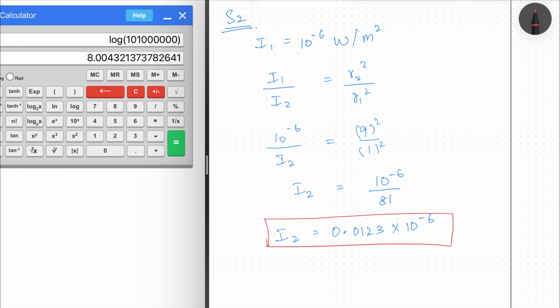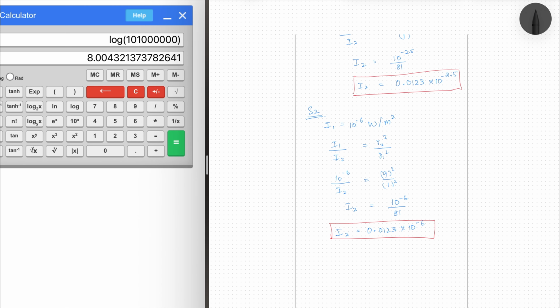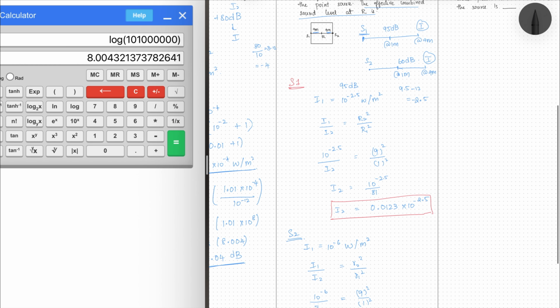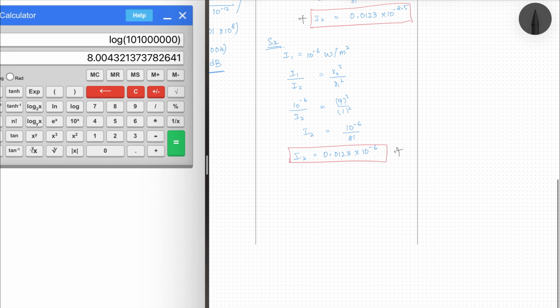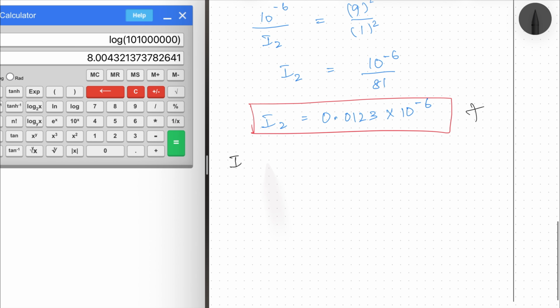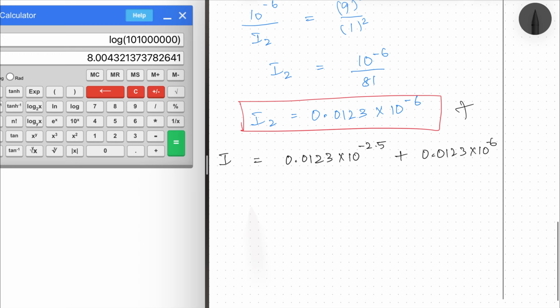This is your I2. Now, what is the total sound intensity at R, which is you have to add this and this, which will give you I is equal to 0.0123 into 10 to the power minus 2.5 plus 0.0123 into 10 to the power minus 6, right? And I'm gonna find the value for both and then add it. Like, I'm not gonna do it with the power here.